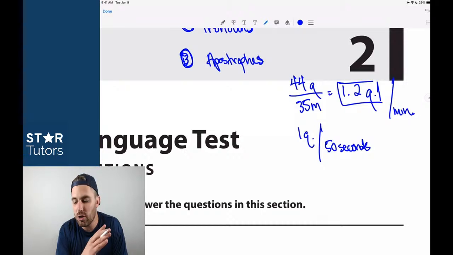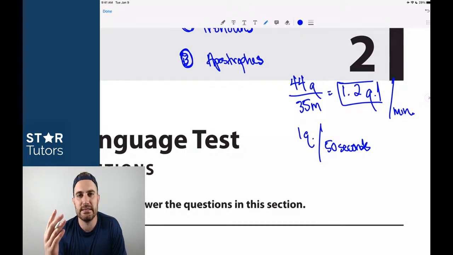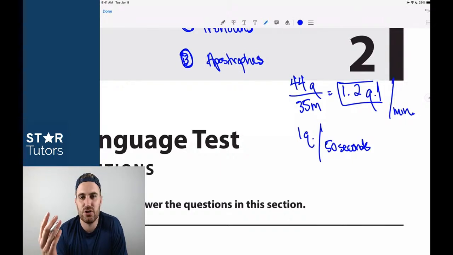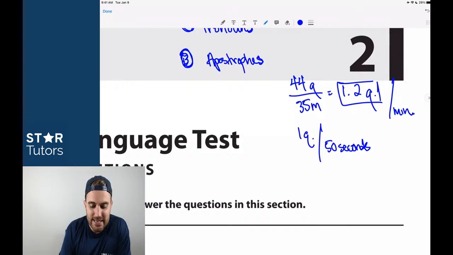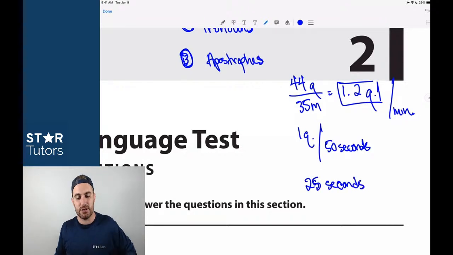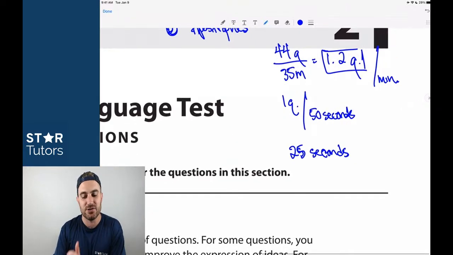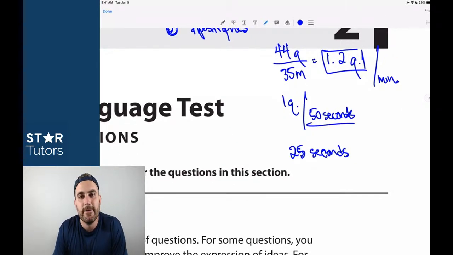Now, if you have all of your grammar rules memorized, who can tell me how long those questions take? How long does a grammar question take if you have all the rules memorized? I'm going to say, conservatively, 25 seconds. If you have the grammar rule memorized, you know exactly what the question type is, you have 25 seconds to answer that, but you're given 50.